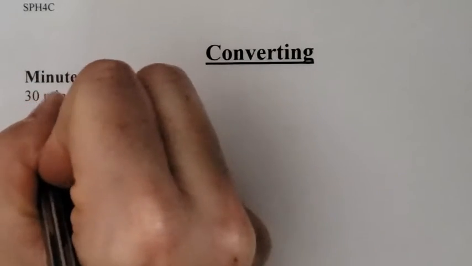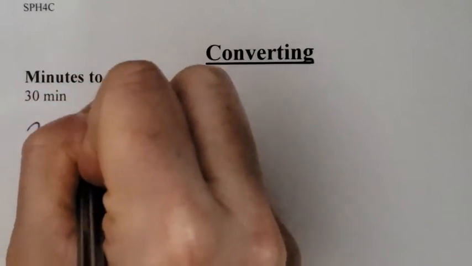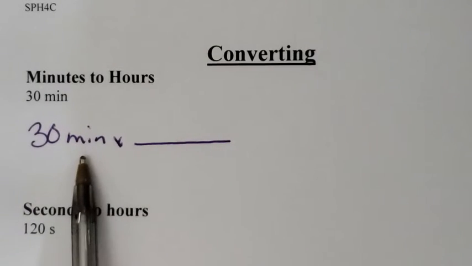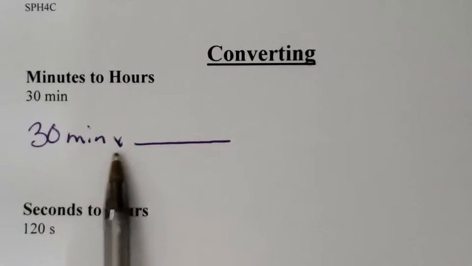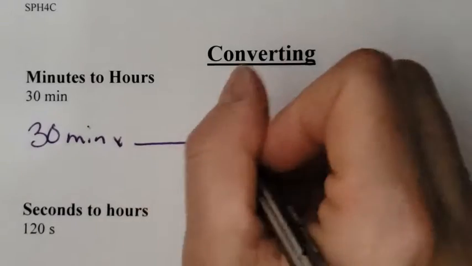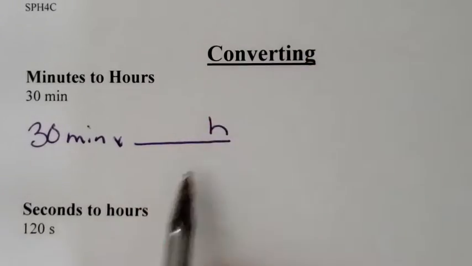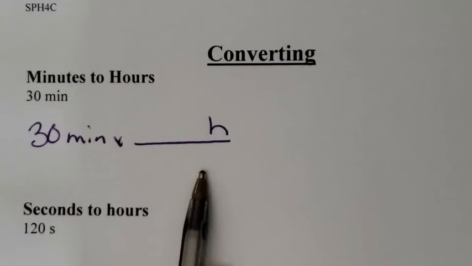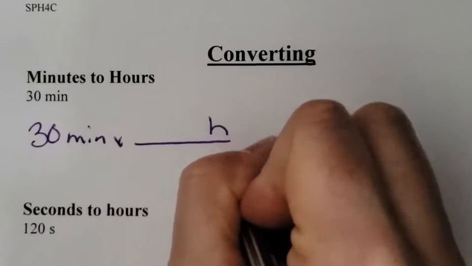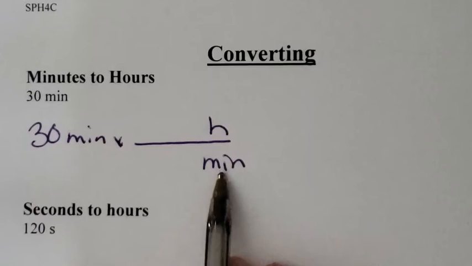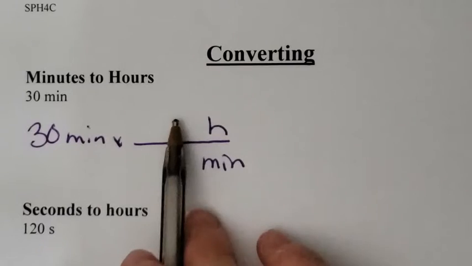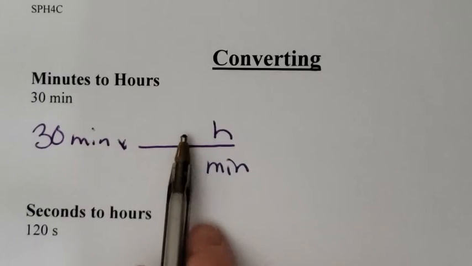So first thing you do is you write down 30 minutes. And we're always going to multiply it by something. So instead of having minutes, I want hours, so you write down H for hours. To make minutes disappear, it needs to be in the denominator. So I'm going to write minutes in the bottom, because minutes over minutes will cancel out, and I'll be left with just hours. Next thing you have to ask yourself is, how many hours are in a minute, or how many minutes are in an hour?